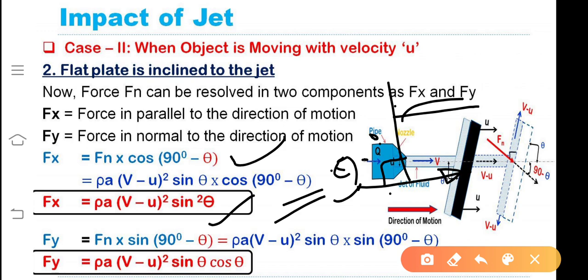Here and there, even any human being may skip. I straight away said (V minus U) whole square, cos of 90 minus theta is cos theta. But this sin theta is with respect to Fn value. And then again cos of 90 minus theta, we have to take it as sin theta and multiply with this sin theta, we will get sin squared theta.